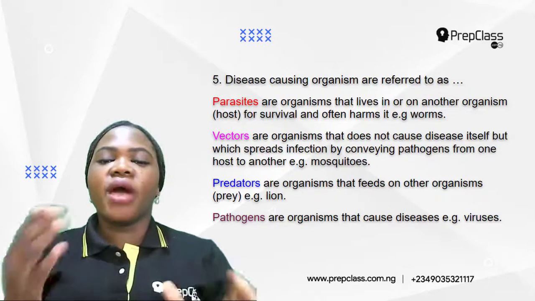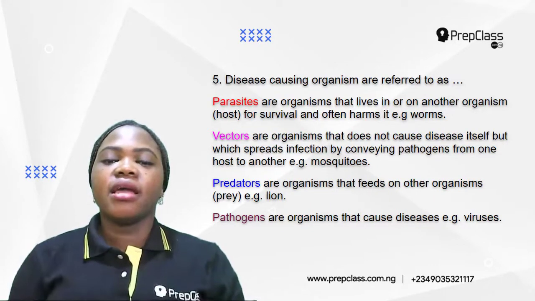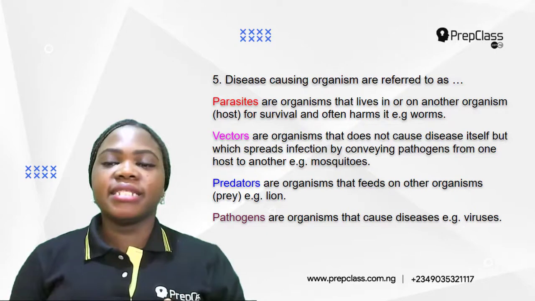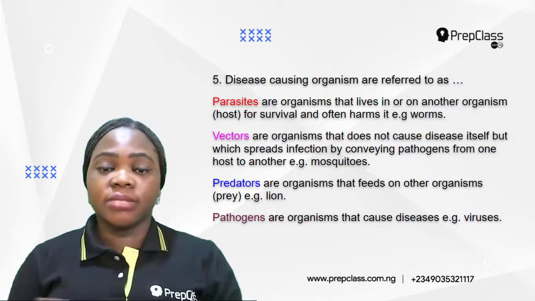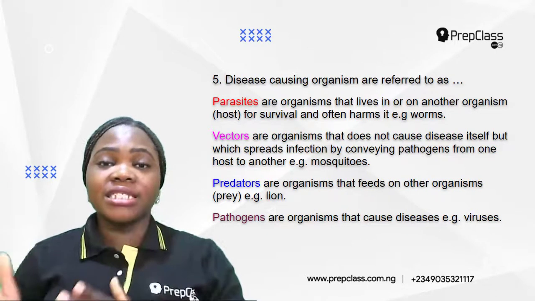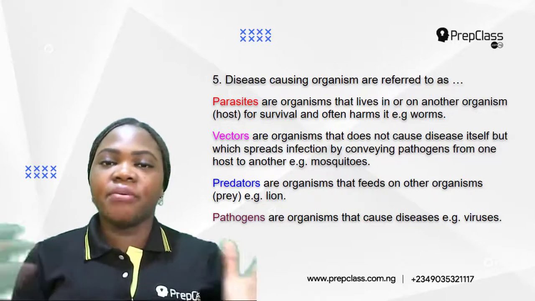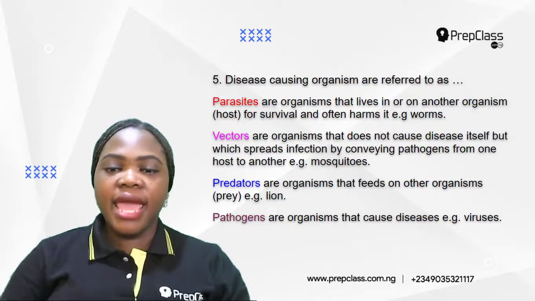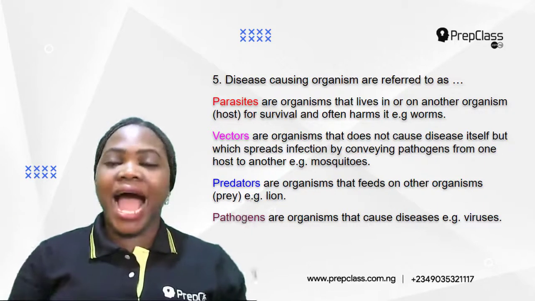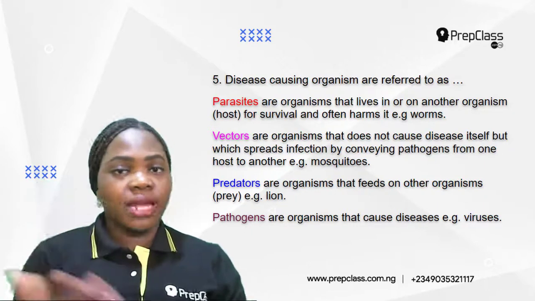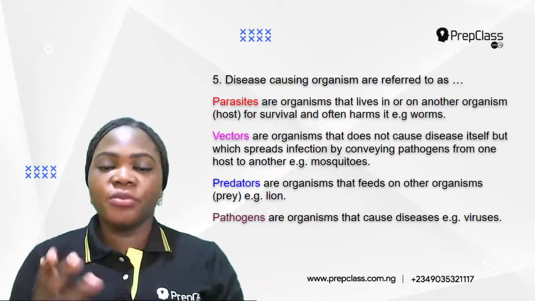Okay, so what are predators? Predators are organisms that feed on other organisms, and these other organisms are called the prey. For example, lions are predators in the jungle. They feed on other animals in the jungle. So lions are examples of predators.